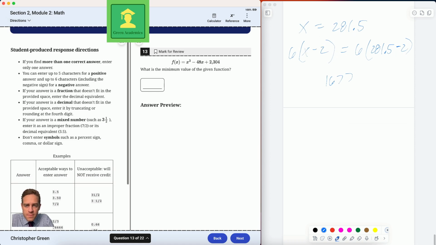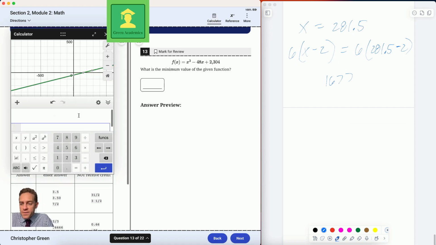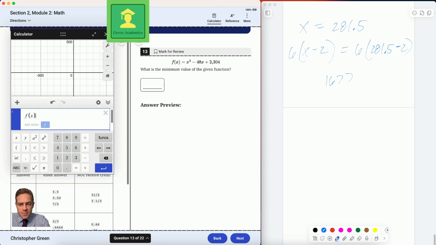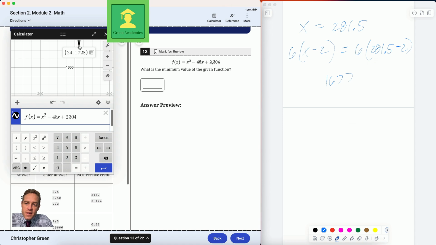What is the minimum value of the given function? Well, this you could just look at on Desmos, or if you know the rules about axis of symmetry, you can probably say it very quickly, but let's just look at the picture. So 48x plus 2304, and if you zoom out, it'll show you the minimum is 1728.